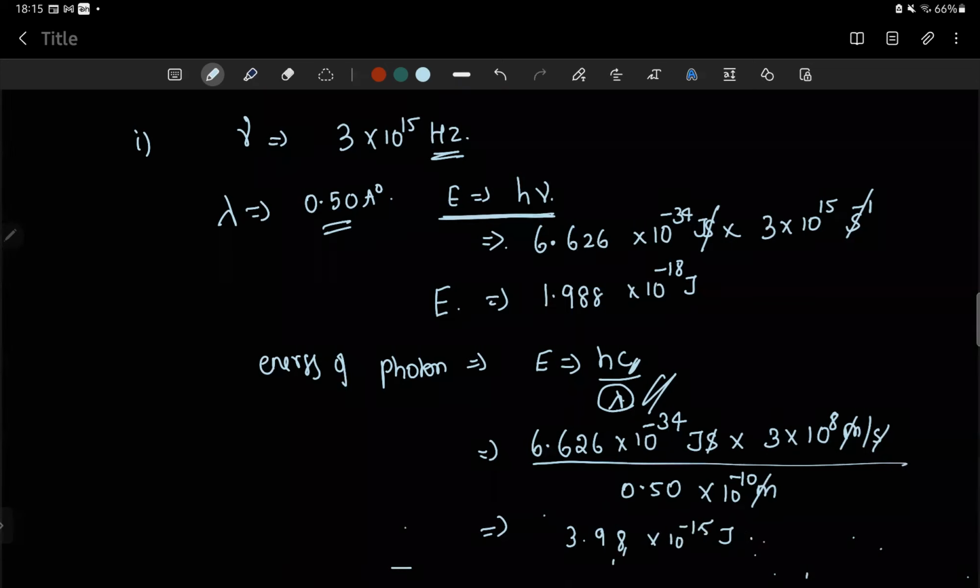Any doubt in this? No, ma'am. See, whenever energy of photons, energy of light, or energy of electromagnetic radiations comes up, this is the major formula used. What have they given in the question, frequency or lambda? According to that, you substitute in the formula and go ahead. Okay? Easy and simple problem. Shall we move to the next one?